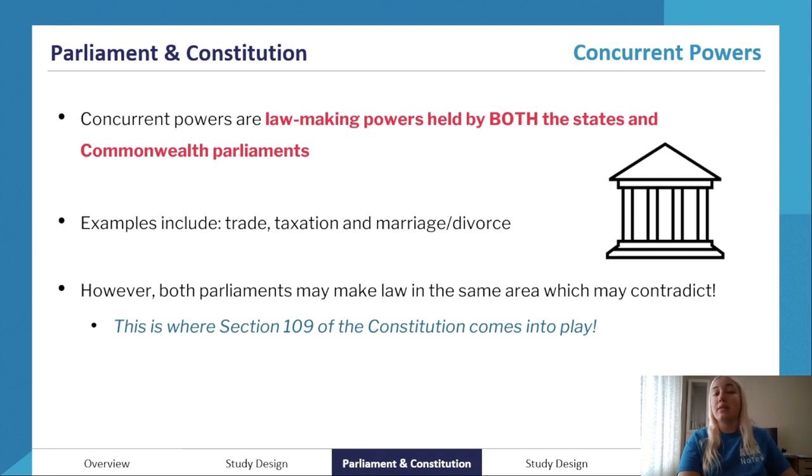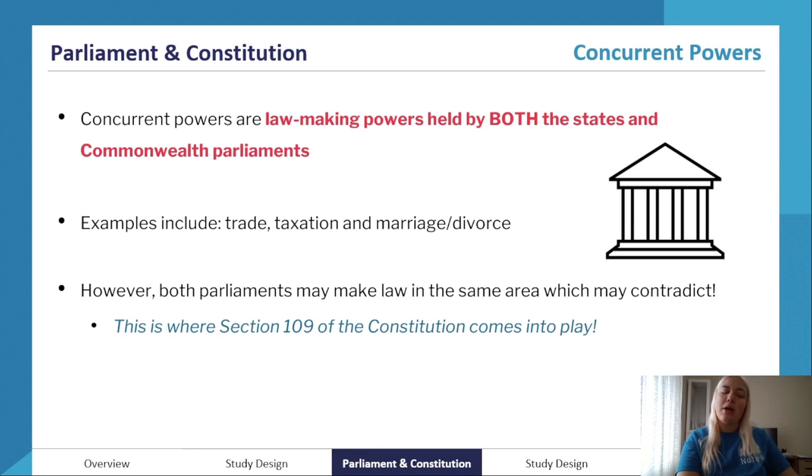First of all, what are some examples of concurrent powers? So things like trade, taxation, and laws around marriage and divorce. So for instance, with the taxation example, if we have a think about this, how's that concurrent? If we look at Commonwealth Parliament level, that would include the tax you get on your income and your tax return. That is a Commonwealth level law that applies to everyone. Everyone gets taxed the same all over the country, no matter which state they live in.